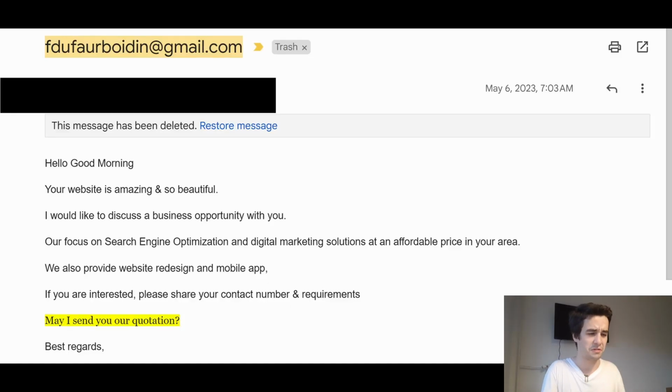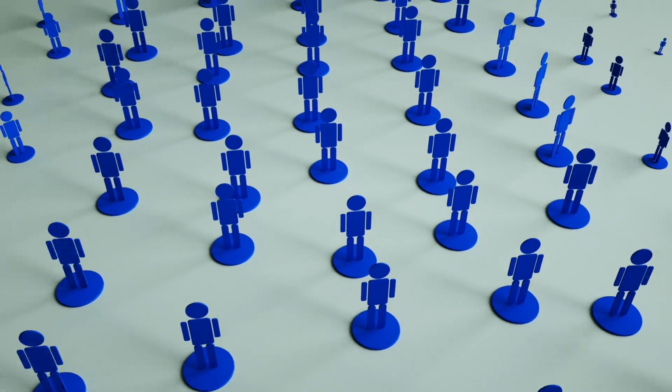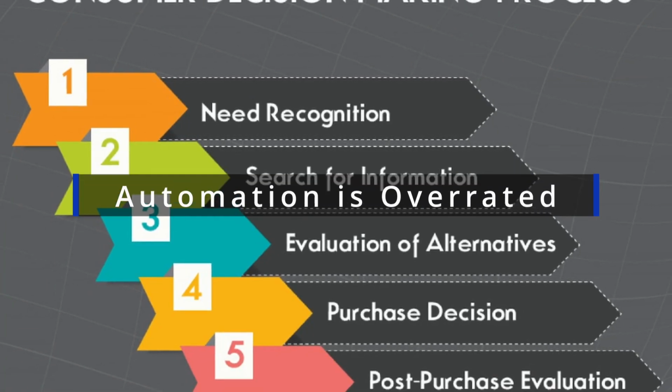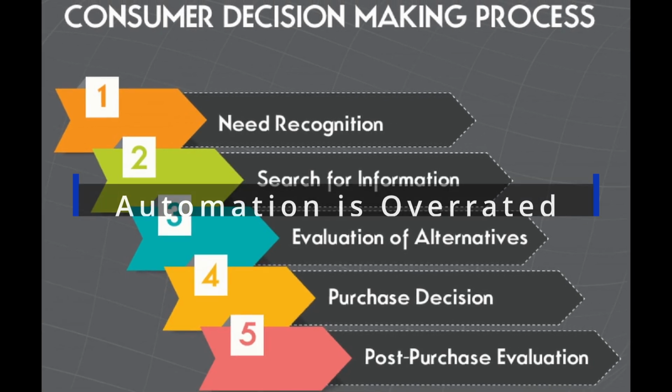The problem here is that the target looks too broad-based. One may assume that his target was everyone having a website, which makes quite a lot of people actually, and it makes me realize something. I don't have any website. The graph you can see on your screen represents the consumer decision-making process.